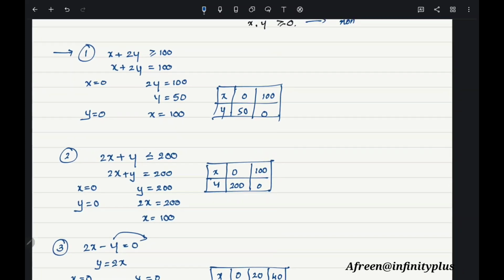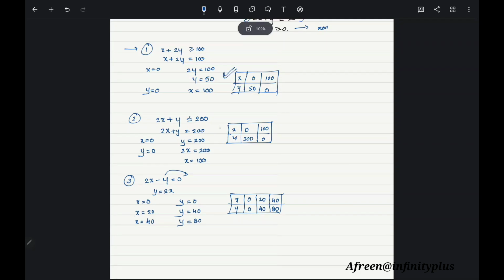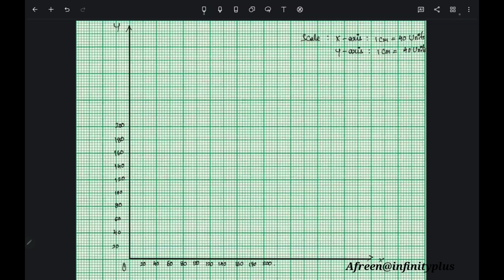Now let's plot the graph for all these 3 constraints in order to get the feasible solution. So let's plot the graph for all the 3 constraints one by one. First we'll take up the Cartesian plane with the x and y axis. So we have taken the coordinate axes as x and y axis. With the scale, on the x axis we have taken 1 centimeter as 40 units, and on the y axis we have taken 1 centimeter as 40 units. So let's mark the constraint solutions in the following graph.